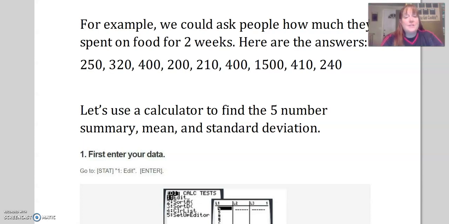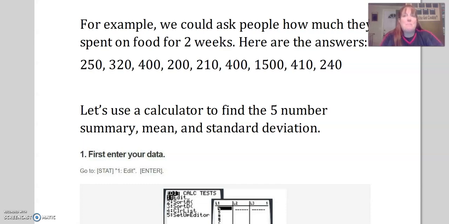We're looking for the center of our data, and we have this example where we ask people how much they spent on food for 2 weeks. And here are their answers: 250, 320, 400, 200, 210, 400, 1500, 410, and 240. So we might be tempted to just average them and say, okay, the average amount that people spent on food was such and such. We want to see if that's actually a good measure of the center.